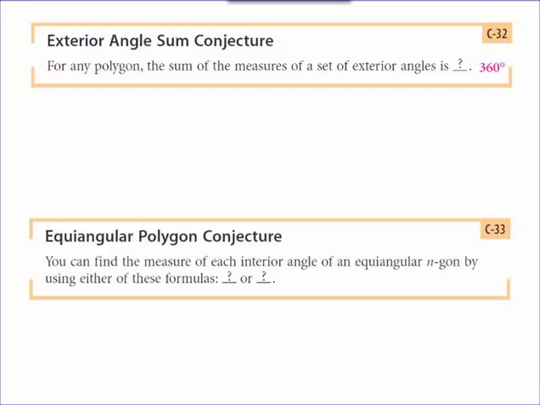360 degrees. So that means if you have a three-sided figure, the sum of your exterior angles is going to be 360. If you have a four-sided figure, the sum of your exterior angles will be 360. If you have a 100-sided figure, the sum of the measures of the exterior angles is 360 degrees.